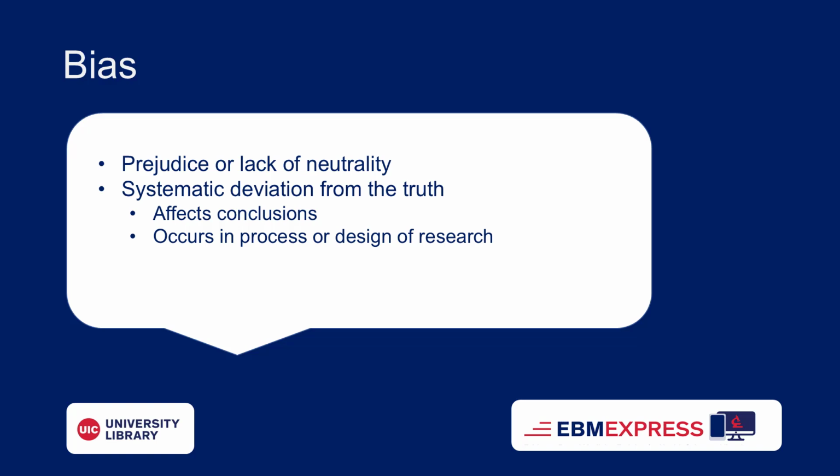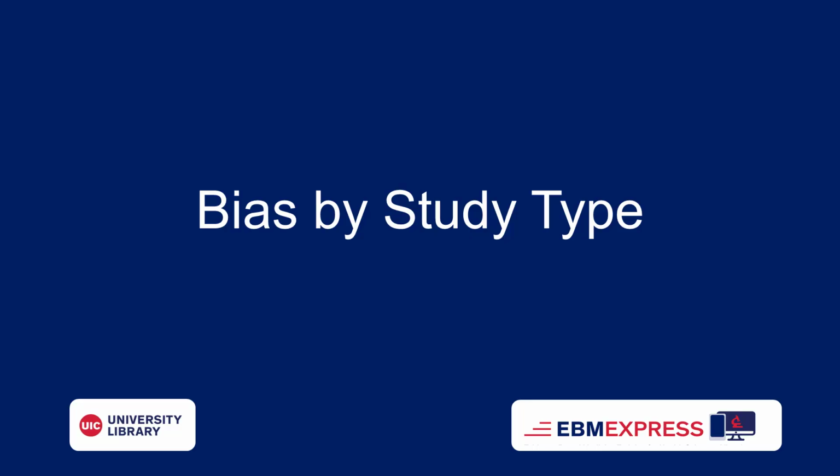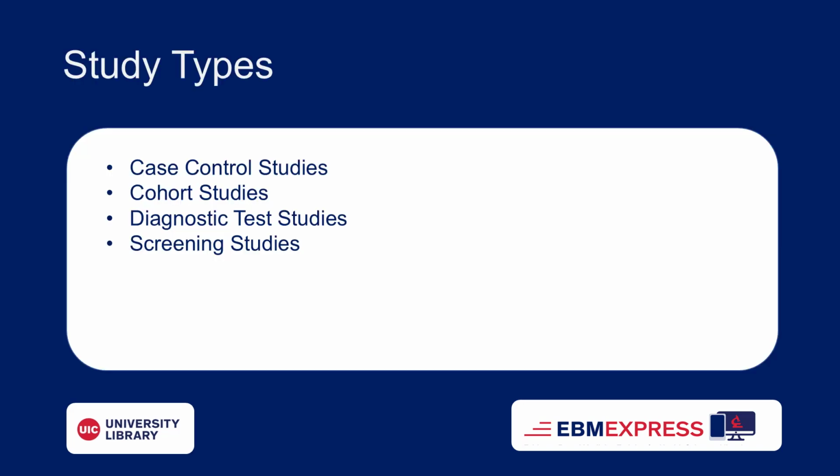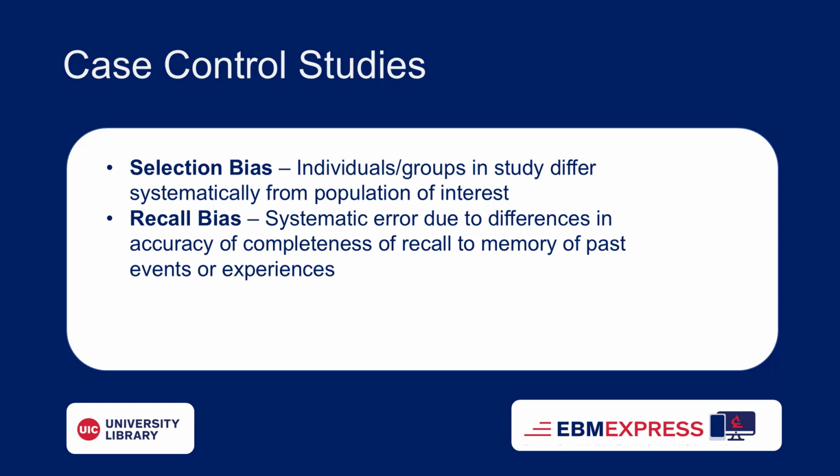Bias refers to prejudice or the absence of neutrality. It represents a systematic deviation from the truth in research findings that impacts conclusions and can occur during either the research process or design phase. We will look at different biases through the lens of the various study types. The four study types that we will be covering are case control studies, cohort studies, diagnostic test studies, and screening studies. In case control studies, you might find selection bias or recall bias.